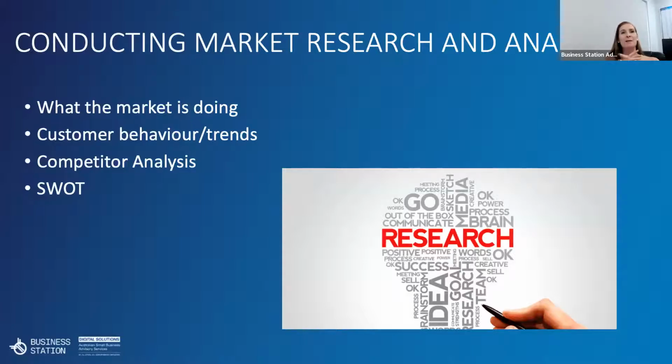Next, we're looking at market research and analysis. Now, this is going to be the backbone behind your business plan and behind your business, essentially. Research really is key. You need to know what the market is doing. So in terms of where you can research, there's a number of different ways that you can research.